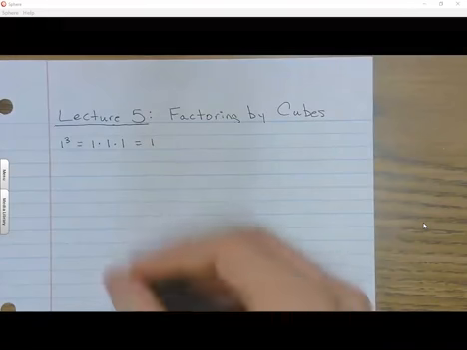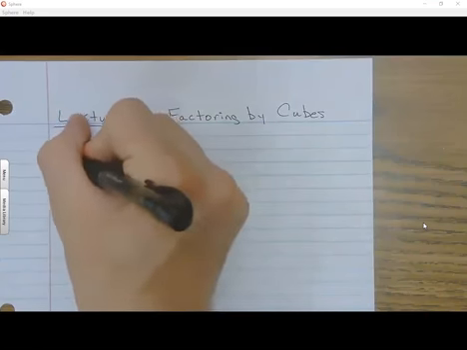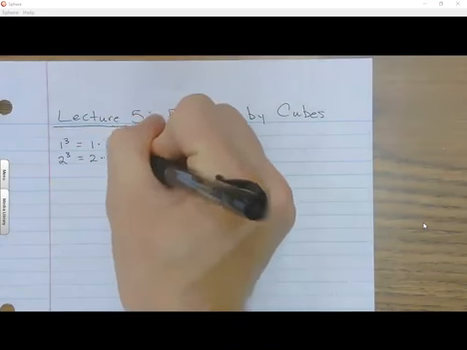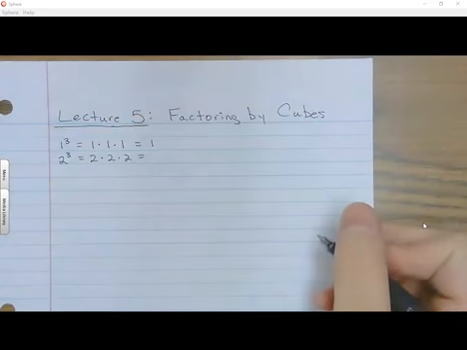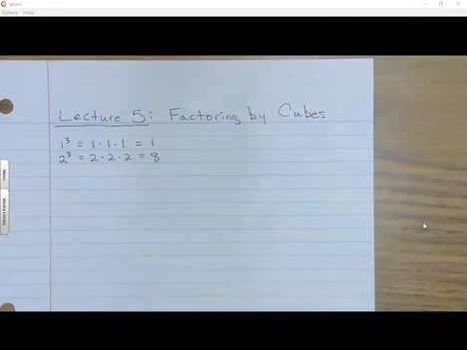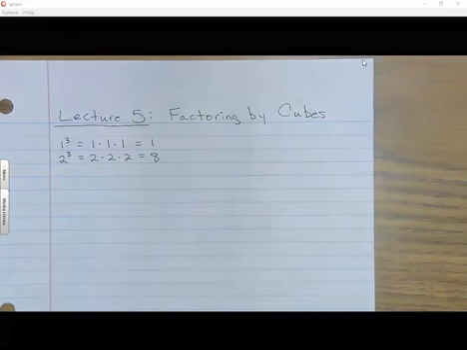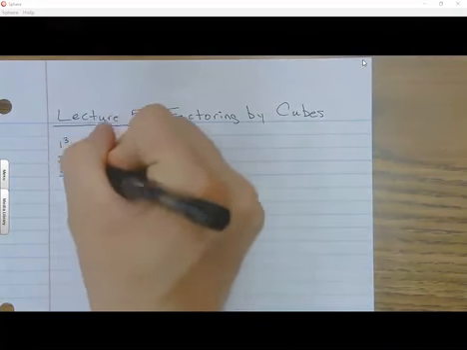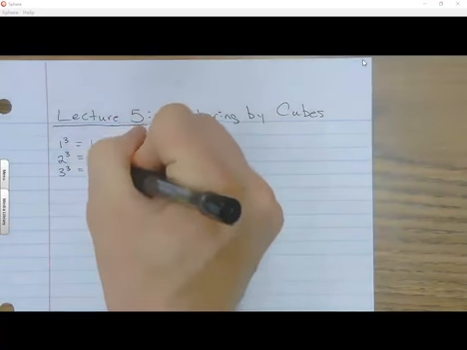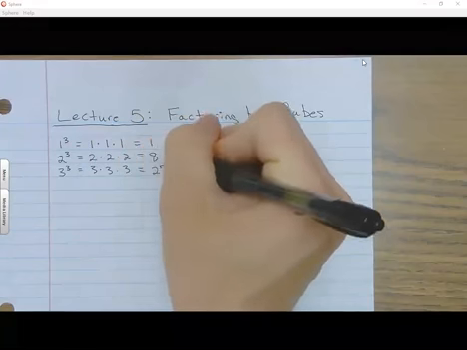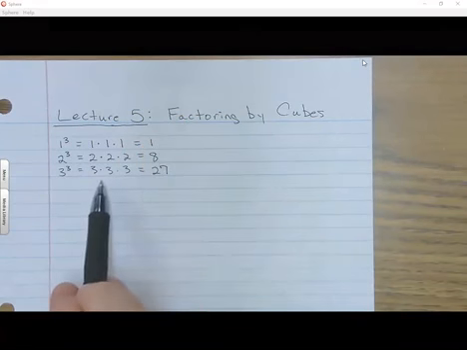Let's do the next one. 2 cubed, that's going to be 2 times 2 times 2. That's going to give me 8, right? So 8 is the second perfect cube. All right, let's keep on going. 3 cubed, that's going to be 3 times 3 times 3, 27. Because those 2 3s make a 9, and then 9 times 3 is going to give me 27.